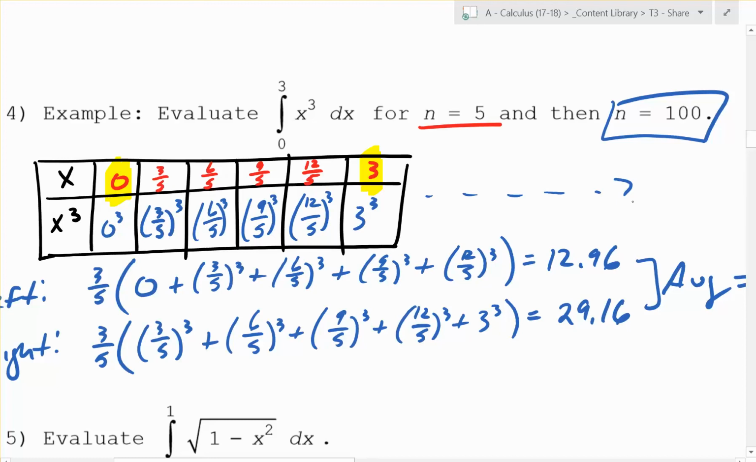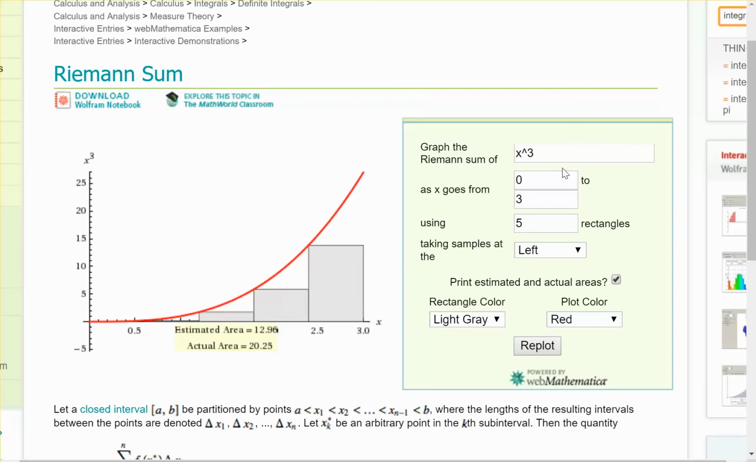No. Instead, you're going to use an applet, which I've given you a link to at the top of this page. Here's what the applet looks like. So I did the first of the two cases we did before, which is x cubed, going from 0 to 3, 5 rectangles left, and we ended up, oh look, 12.96. So let's change it to the right, and you can replot it. This will be the overestimate. Oh look, 29.16.